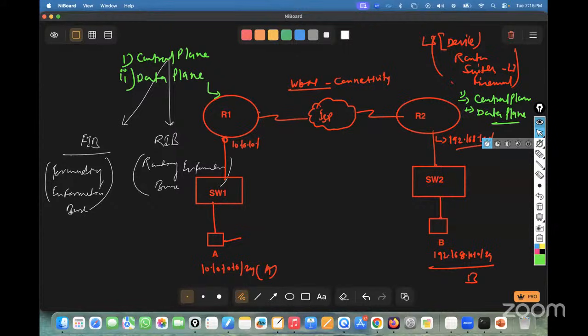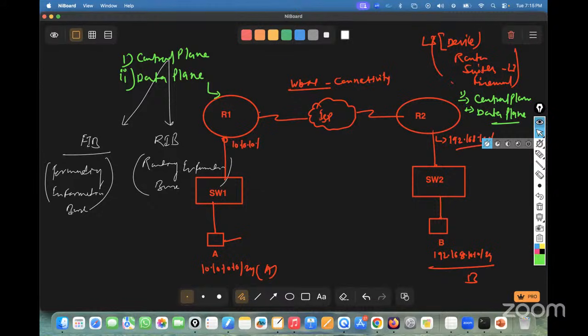Any idea, guys? Anyone want to say something? Except Altaf, he contributed a lot. Come on, guys, try a little, speak in Hindi, no problem. No idea? No one has any idea? RIB and FIB?